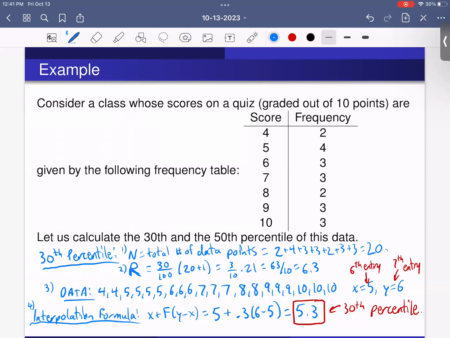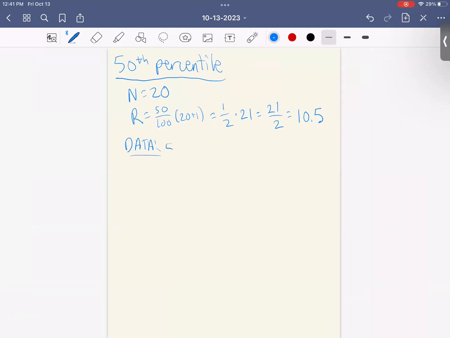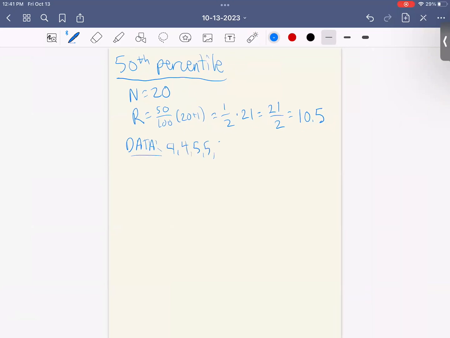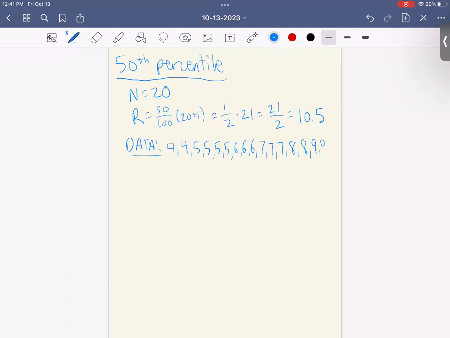So now we have the data. Maybe I'll just write it out again. So data is 4, 4, 5, 5, 5, 5, 6, 6, 6, 7, 7, 7, 8, 8, 9, 9, 9, 10, 10, 10. So since it's 10.5, we have to look at the 10th and the 11th data entries. So 1, 2, 3, 4, 5, 6, 7, 8, 9, 10. So the 10th data entry is the 7, and the 11th data entry is also a 7.